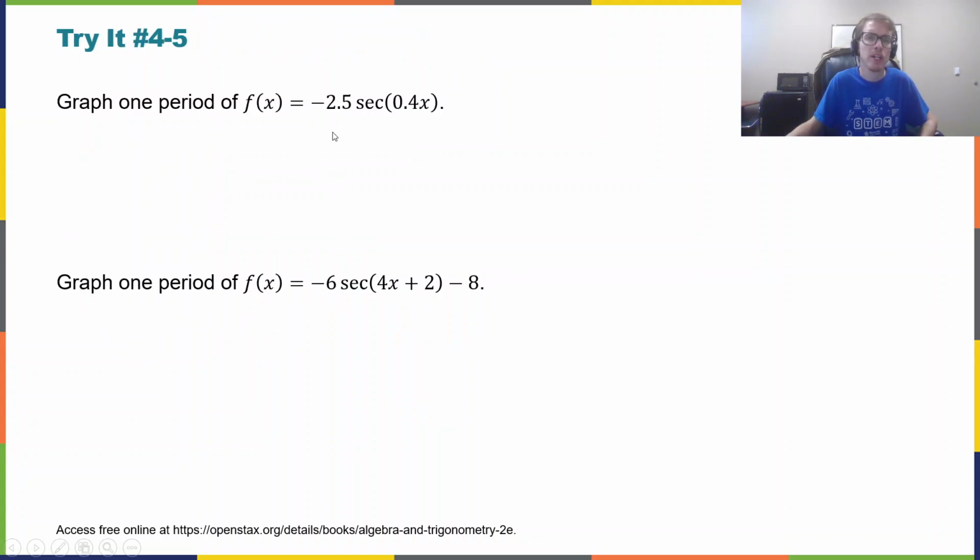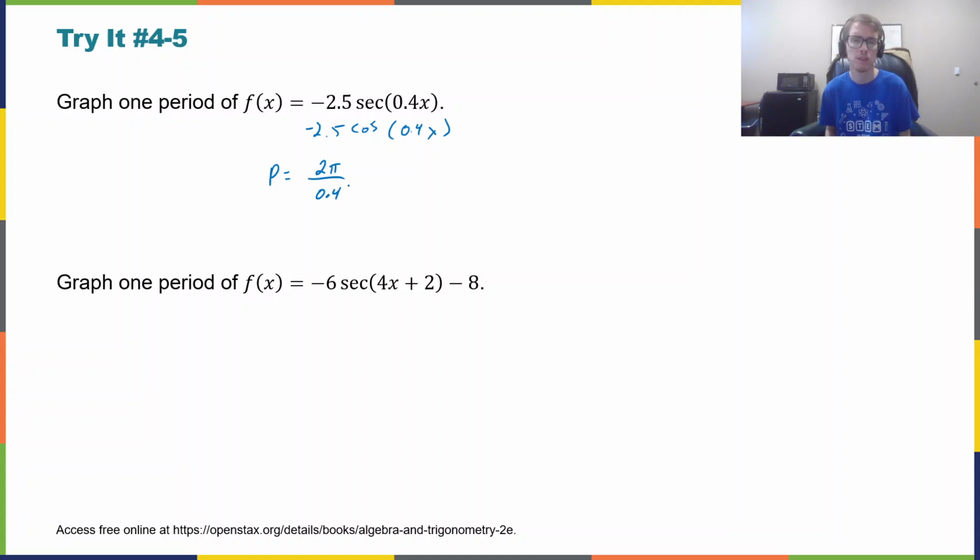So let's see if we can actually graph one of these. Graph one period of f of x equals negative 2.5 secant of 0.4x. So we're going to think of this as cosine of 0.4x, so negative 2.5 cosine of 0.4x. So let's find the period. Period is 2 pi divided by the absolute value of 0.4. That's 2 pi times, let's see, 0.4 is 2/5, so multiply that by 5 over 2. So the period is 5 pi for this graph.